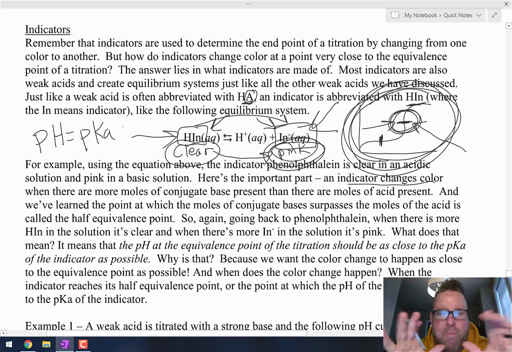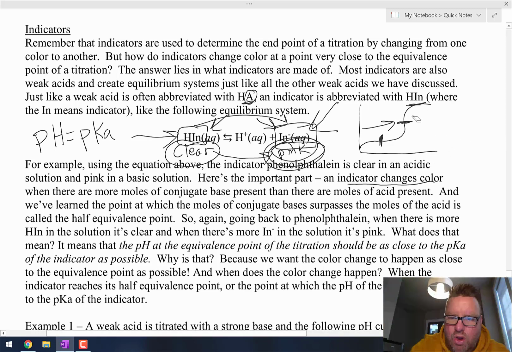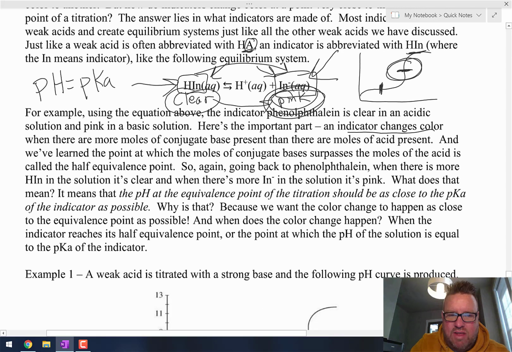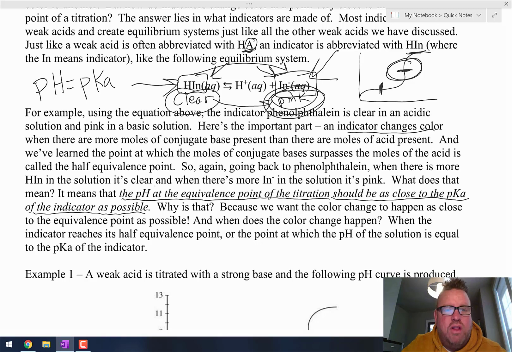Now, what does all that mean? It means that when you are trying to choose an indicator, how do you know what indicator to use? You want an indicator that changes color as close to the equivalence point as possible. And the pH at the equivalence point should be as close to the pKa of the indicator as possible. Let me say that again. You want the pH at the equivalence point of the titration to be as close to the pKa of the indicator as possible. And again, why is that? Because that's where we want the color change to happen.